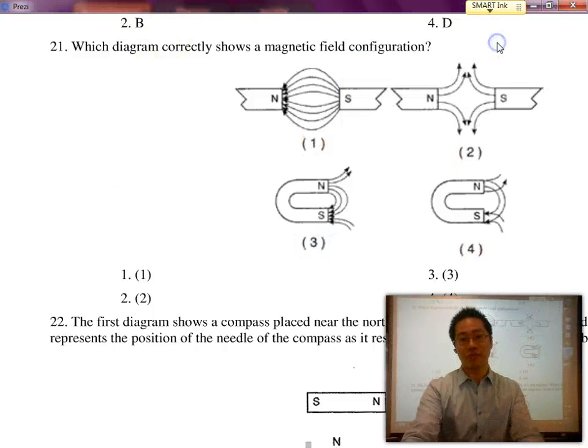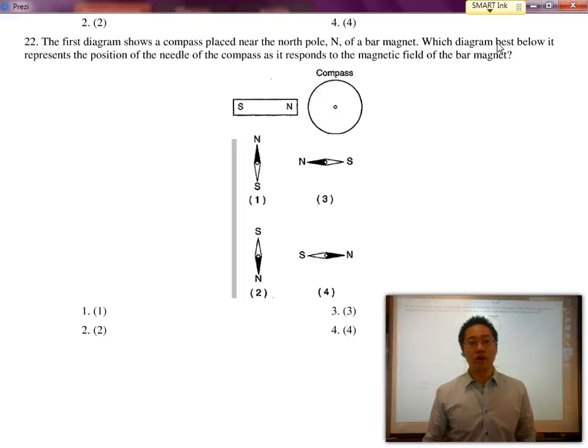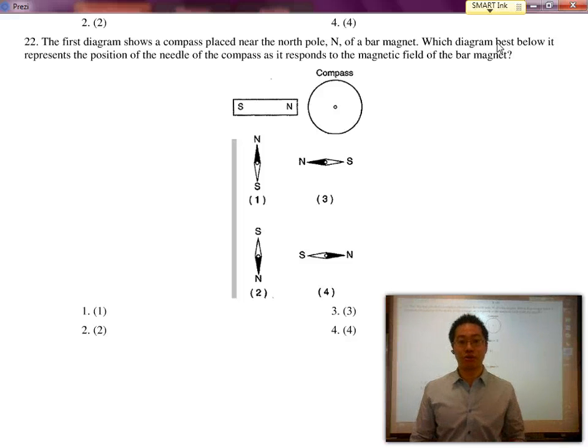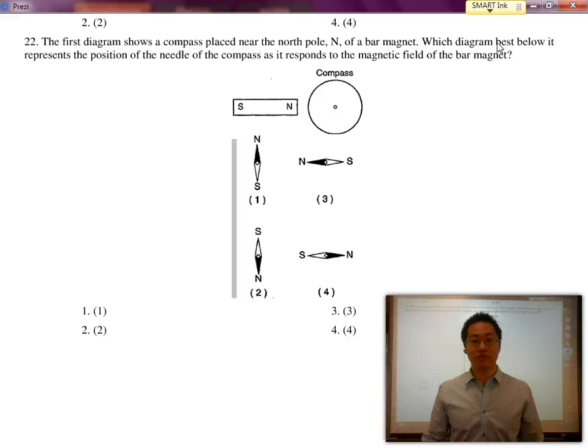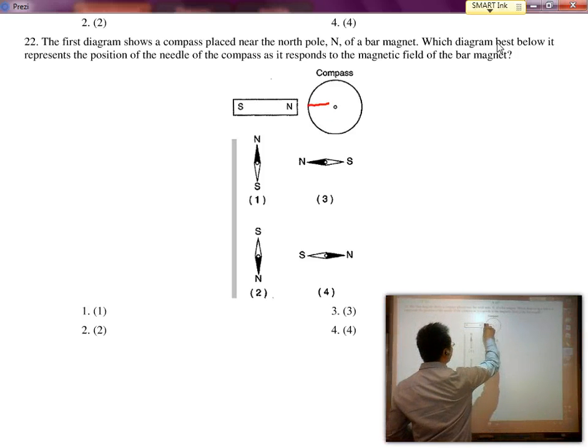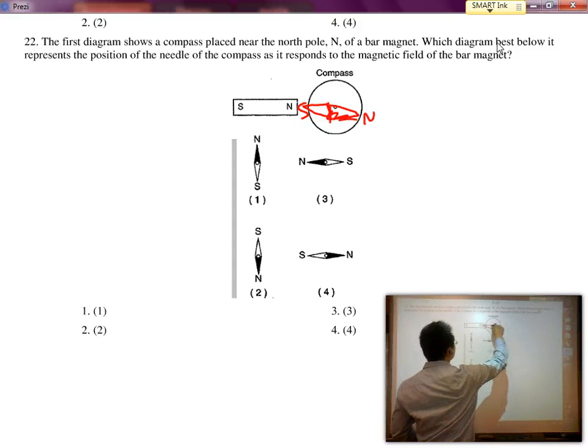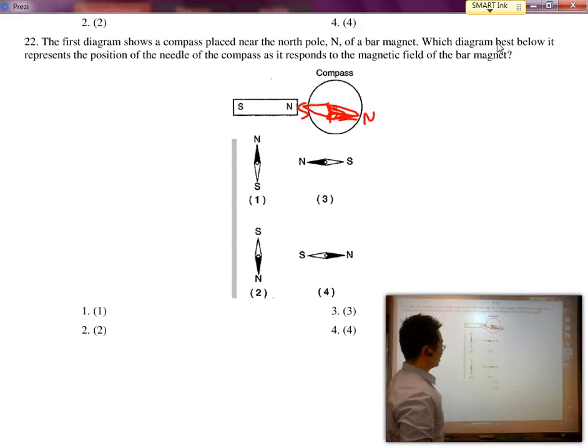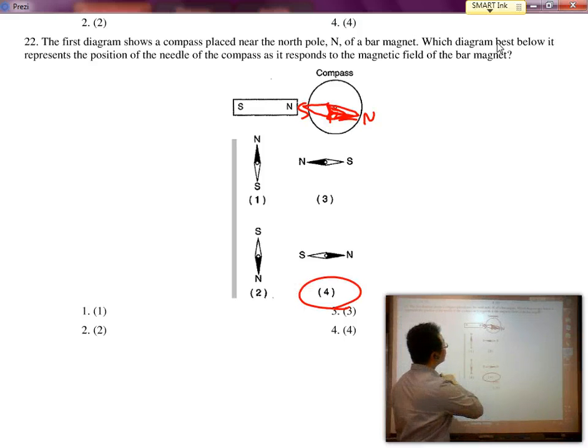And if we take a look at the next problem, which diagram correctly shows the orientation of a compass? Well, remember, a compass points geographically north, but it is still a magnet itself. So in the end, the south pole of the compass is going to point towards the north pole of the magnet, which is why the answer, again, in this case, is choice 4.